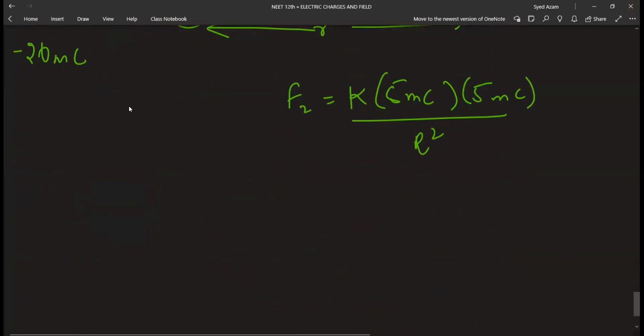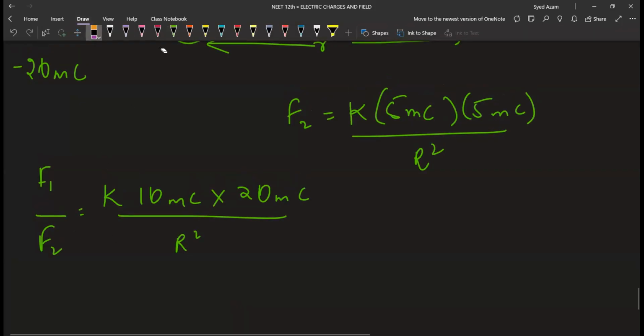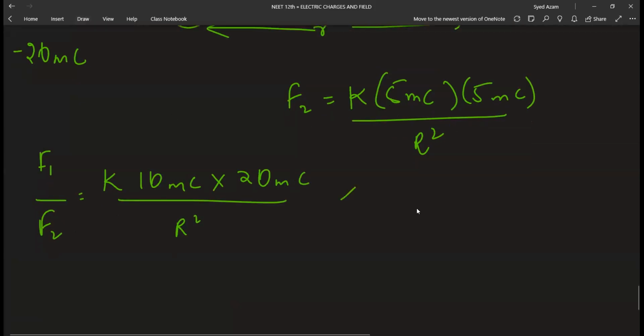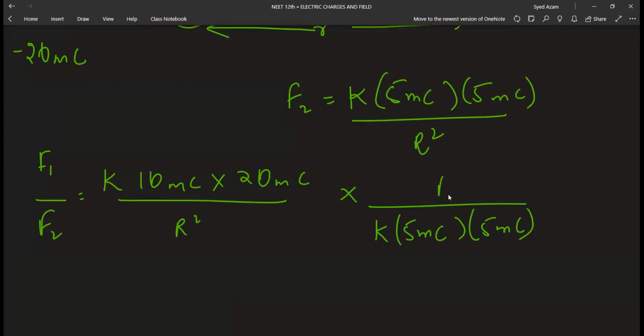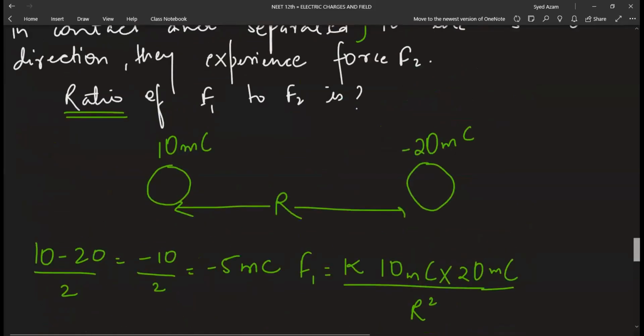Now if we take the ratio, we have to get the ratio between F1 and F2. So F1 is K into 10 millicoulomb into 20 millicoulomb divided by R square, and F2, which we have just got, is K into 5 millicoulomb into 5 millicoulomb by R square. So R square gets cancelled, K gets cancelled, millicoulombs will also get cancelled. That's why the conversion didn't affect much. And this is 2 and this is 4. So the ratio F1 by F2 is 8 by 1. Got it? Yes, ma'am. Okay, write this, then we'll see Coulomb's law in vector form.